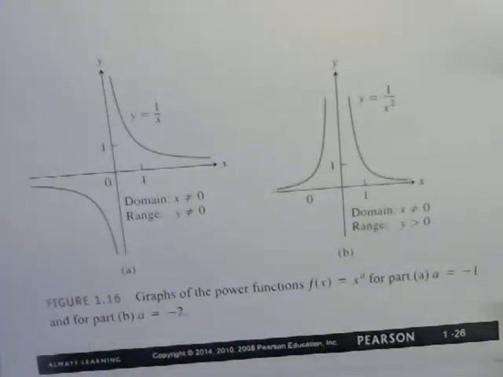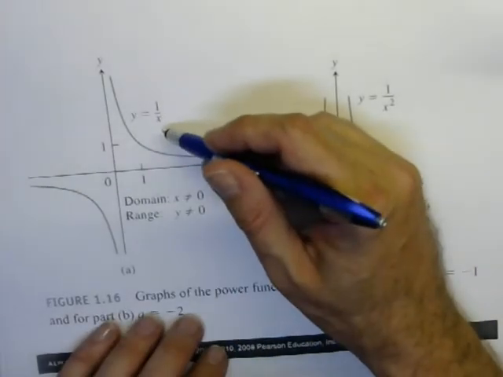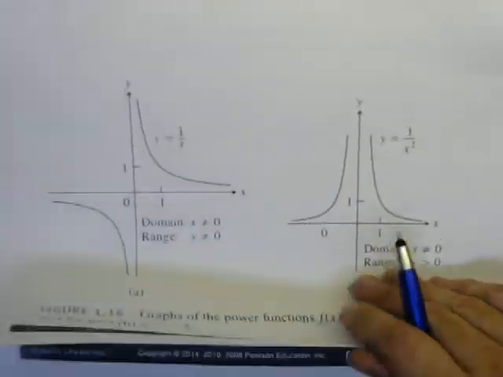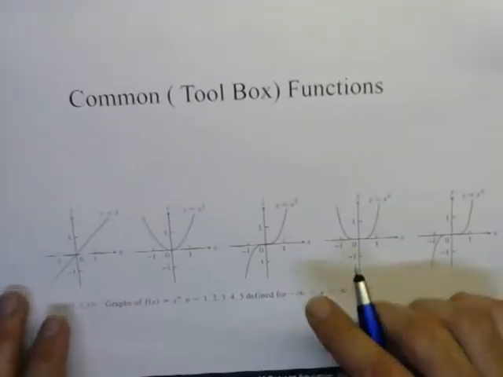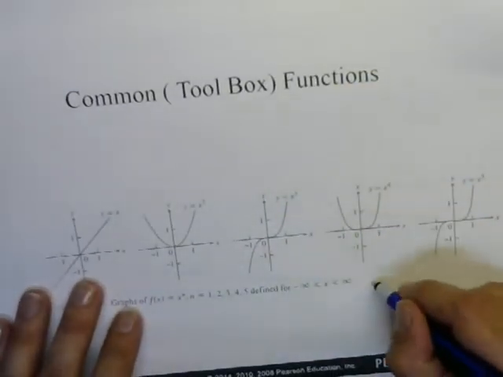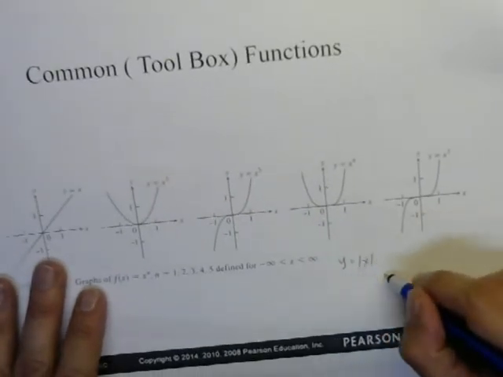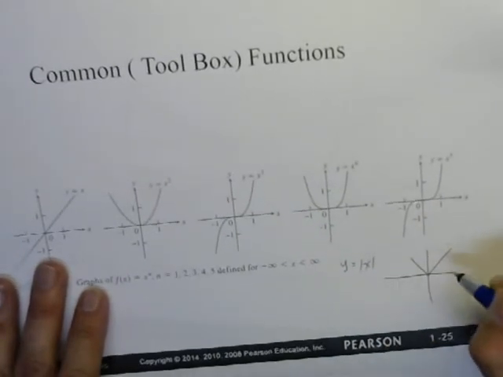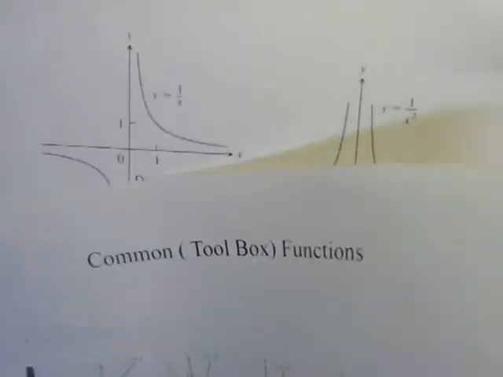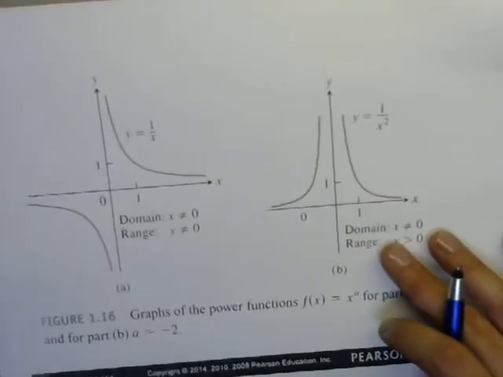Here are some other toolbox functions that you should know. The function 1 over x. Maybe there's one other one I should put on here too that I don't see, which is y equals the absolute value of x. I guess we already looked at that. Remember, that's a V-shaped graph like that.